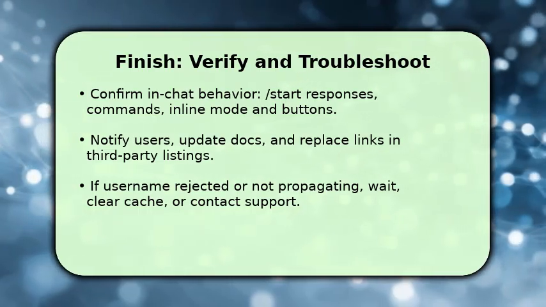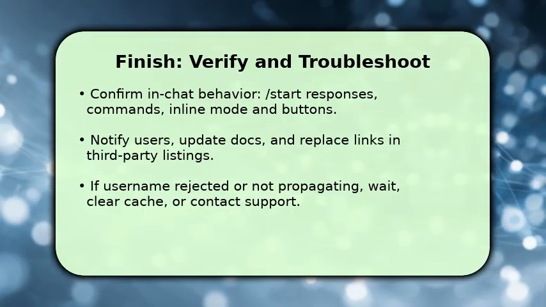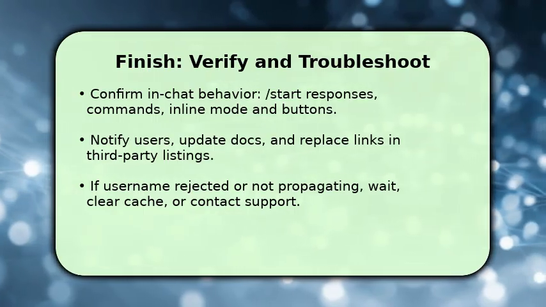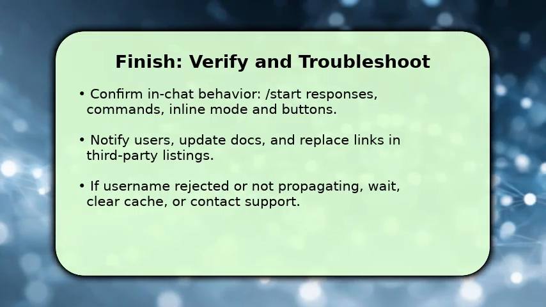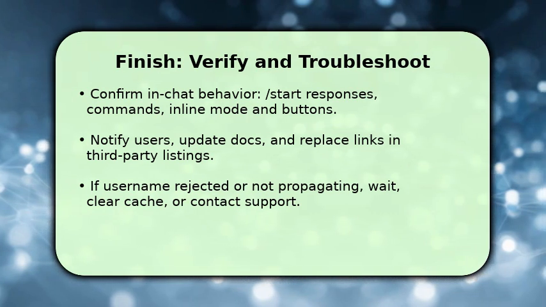If something goes wrong, like the username is rejected, unavailable, or the t.me link still points to the old handle, first clear caches. Wait a few hours, up to 24 hours, for propagation, and if it persists, contact Telegram support.